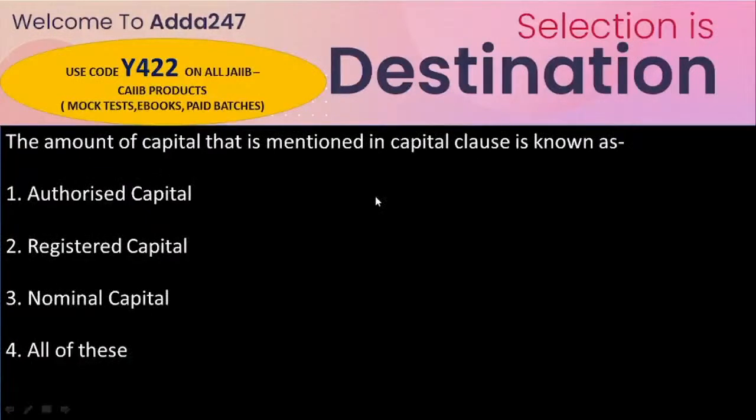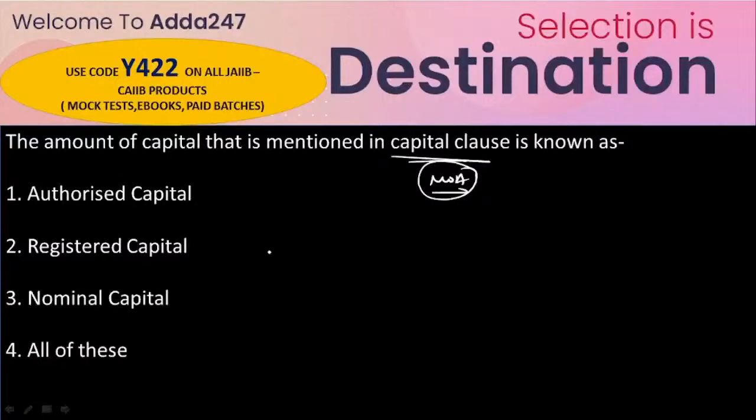Another question: the amount of the capital that is mentioned in the capital clause is known as. Okay, so just tell me the answer of this. After that I will explain this. The question is in the capital clause of the memorandum of association. So the amount of the capital that is mentioned in the capital clause is known as what? Is it authorized, registered or nominal?